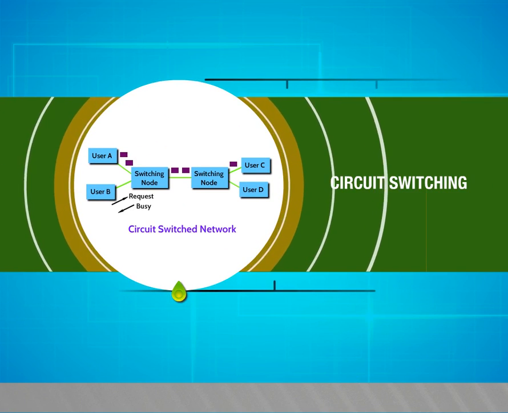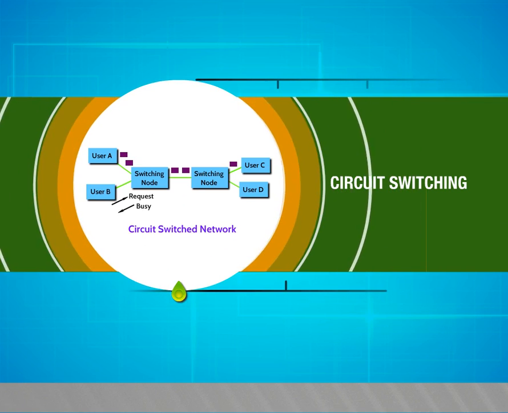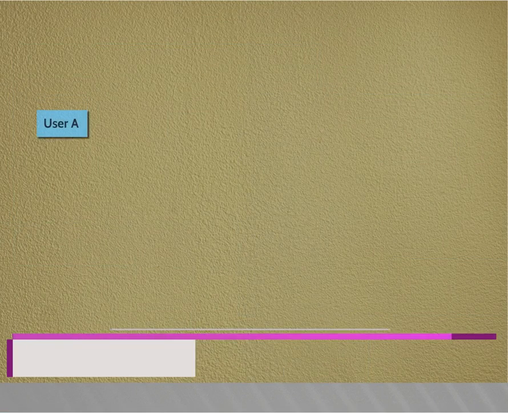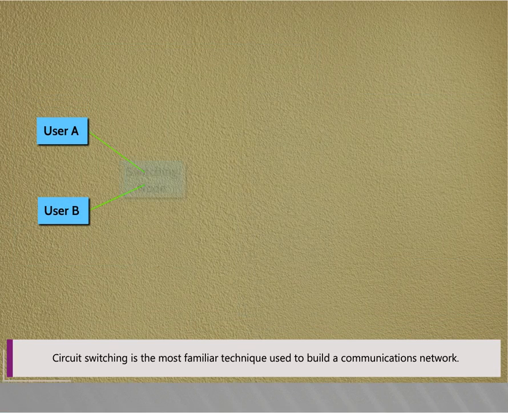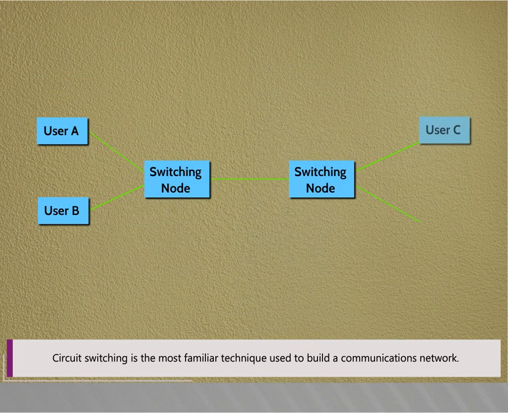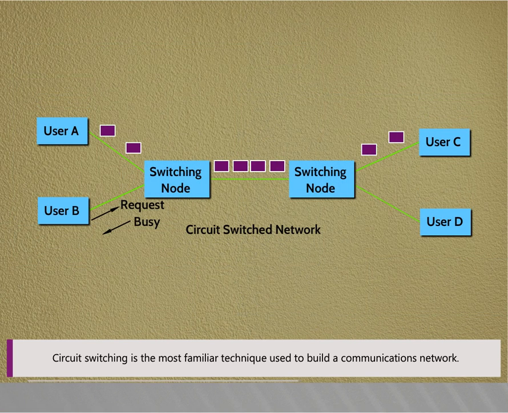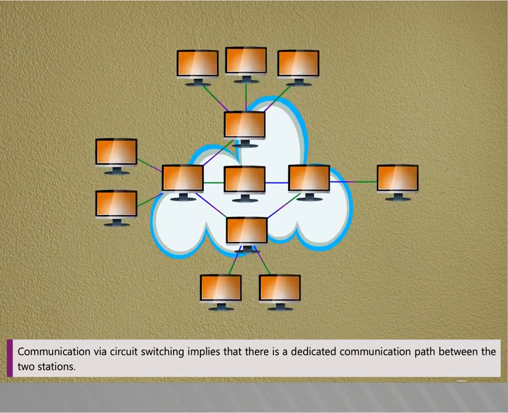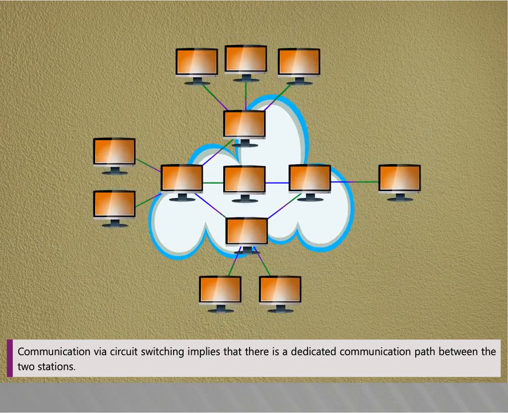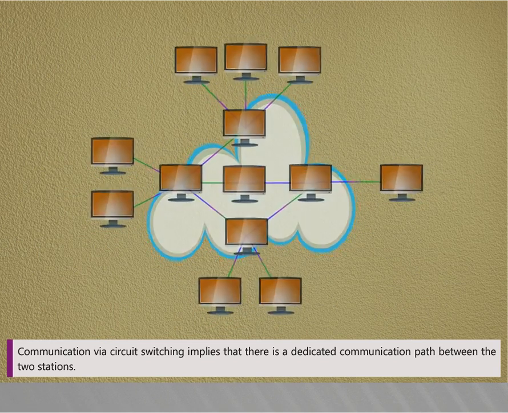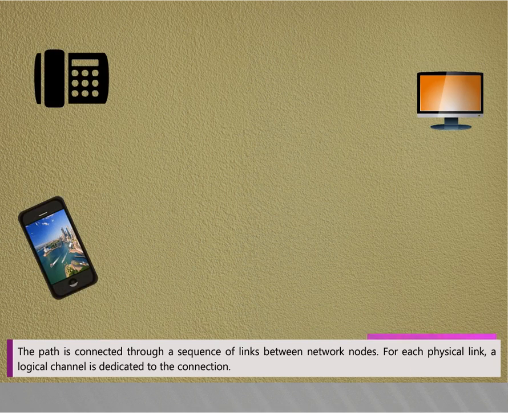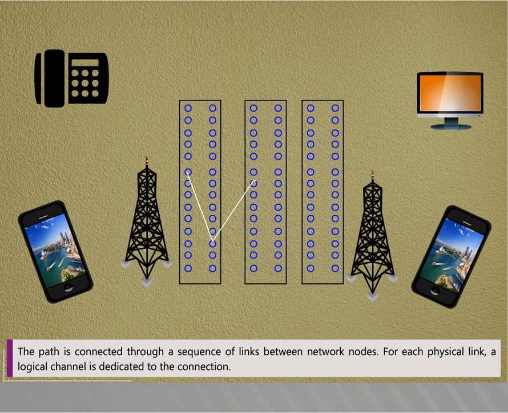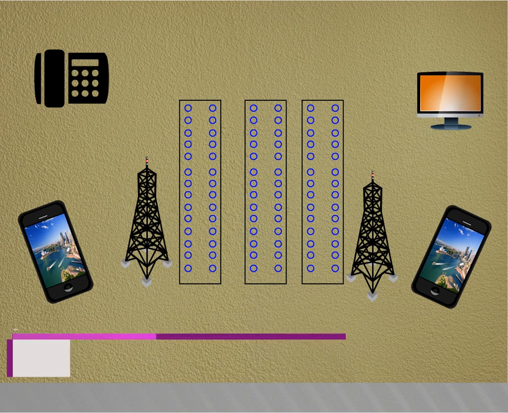Circuit switching. In this video, we are going to see about circuit switching. Circuit switching is the most familiar technique used to build a communication network. Communication via circuit switching implies that there is a dedicated communication path between the two stations. The path is connected through a sequence of links between network nodes. For each physical layer, a logical channel is dedicated to the connection.